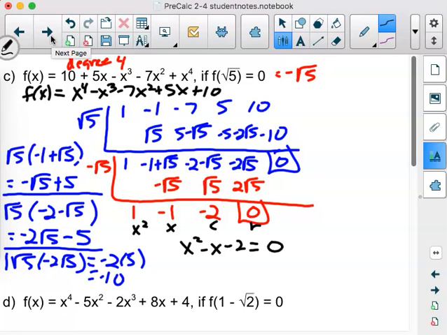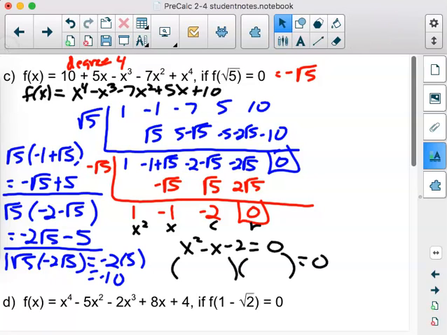So that's the first thing we try. Doesn't have a greatest common monomial factor. Numbers are pretty small here. So we're looking for two numbers that multiply to negative 2 and add to negative 1, and I think we have a pair of those. So factor that.